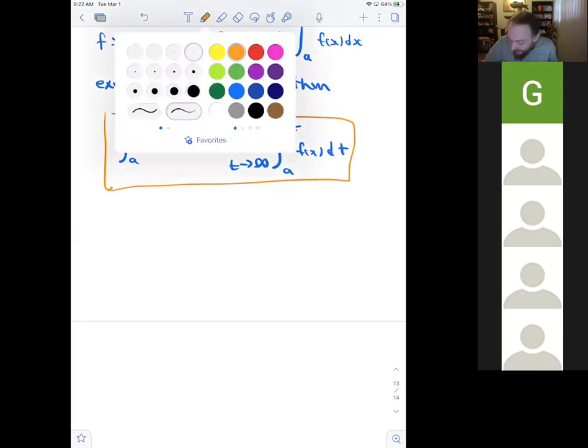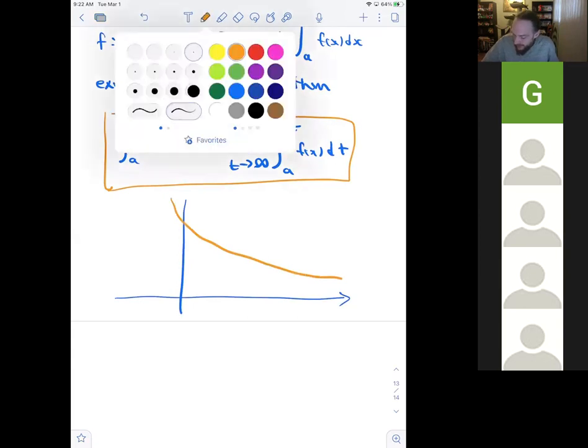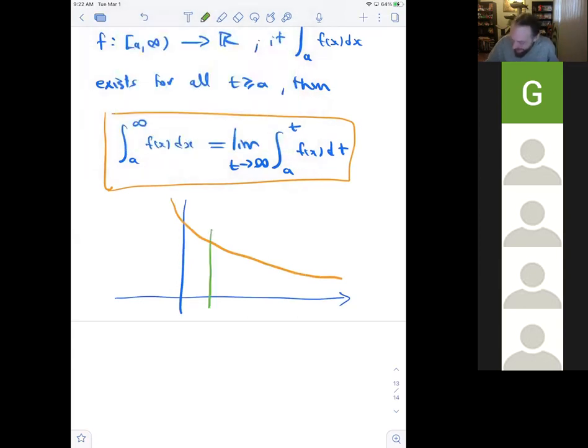But pictorially, what we're saying is, in this scenario, we have a function, and then we have an a. And then what we're saying is, this guy, if we had t, from a to t, that's definitely a finite area.